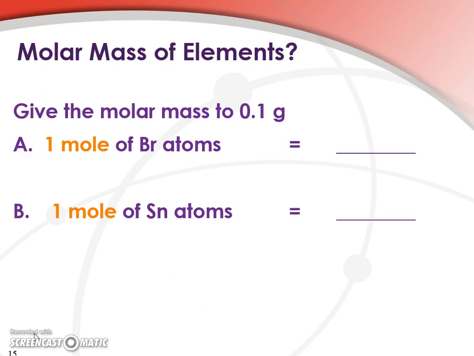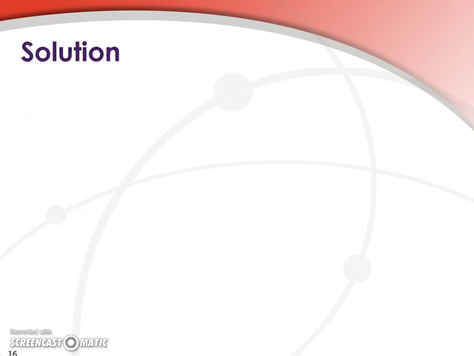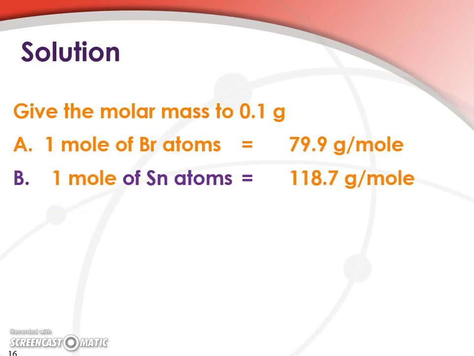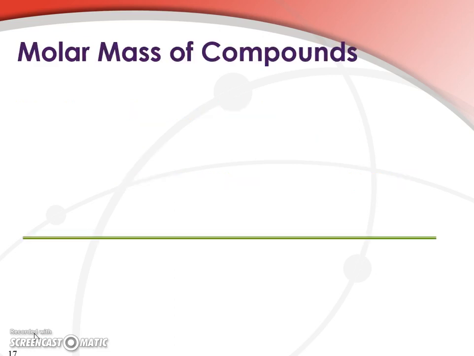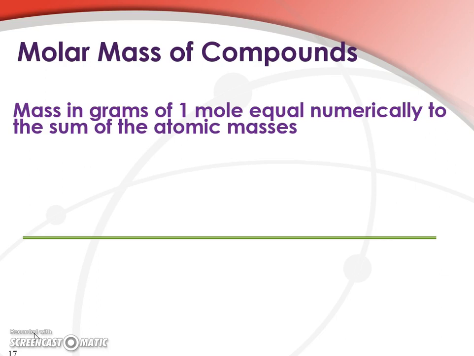So, if we're asked to give the mass of a mole of bromine atoms to 0.1 grams or a mole of tin atoms, we can simply go consult the periodic table and pull those out. A mole of bromine atoms is 79.9 grams per mole. A mole of tin atoms, 118.7 grams per mole. Fairly straightforward.